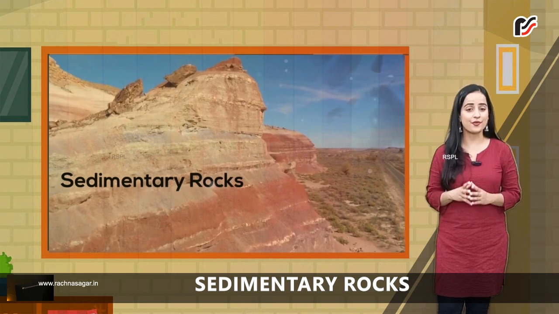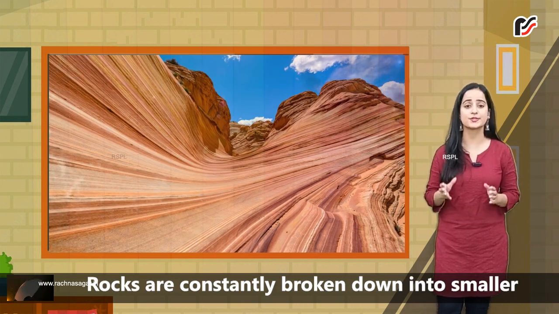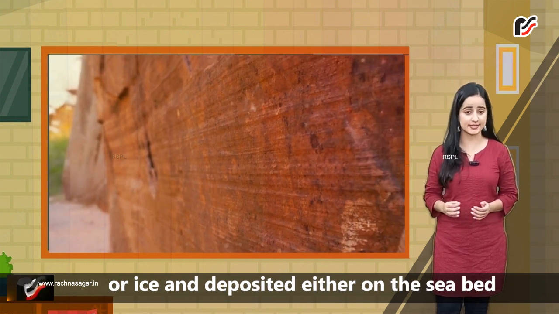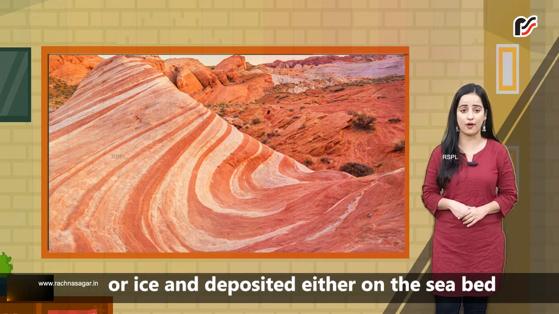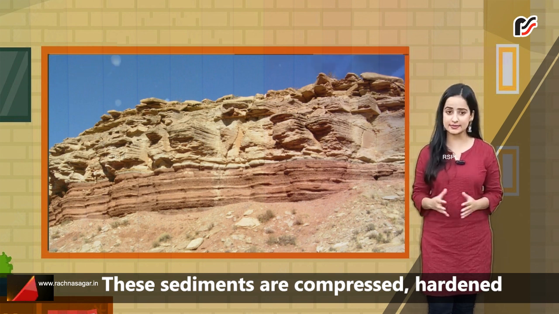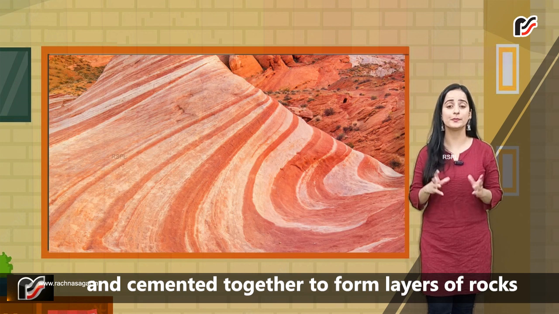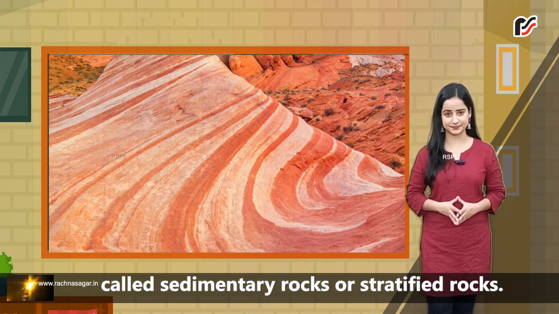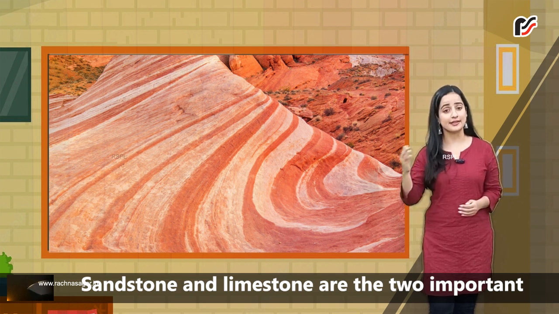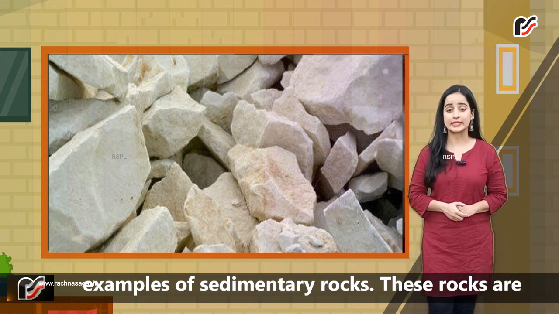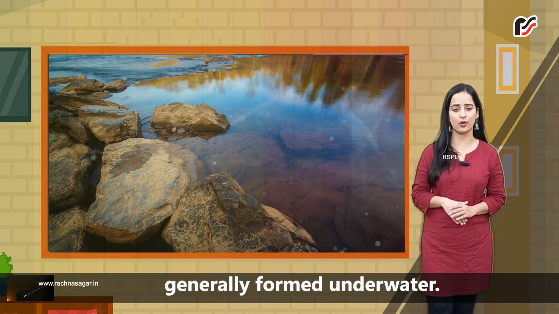Sedimentary rocks. Rocks are constantly broken down into smaller fragments and carried away by the wind, water, or ice and deposited either on the seabed or on land. These smaller particles are called sediments. These sediments are compressed, hardened, and cemented together to form layers of rocks called sedimentary rocks or stratified rocks. Sandstone and limestone are the two important examples of sedimentary rocks. These rocks are generally formed underwater.